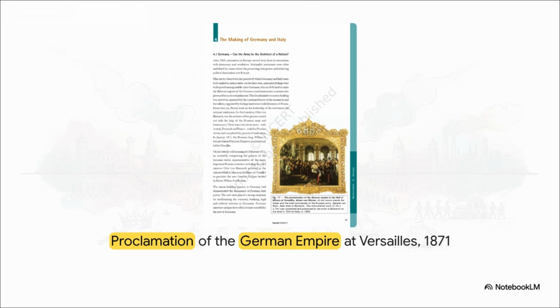Look at who is actually in the room. This isn't a gathering of everyday citizens or elected officials. It's an assembly of the princes of the German states, representatives of the army, and key Prussian ministers. Right at the center stands Kaiser William I of Prussia, and near him the architect himself, Bismarck, alongside the chief commander of the Prussian army, General von Roon. This monumental work perfectly captures the dominance of Prussian state power.